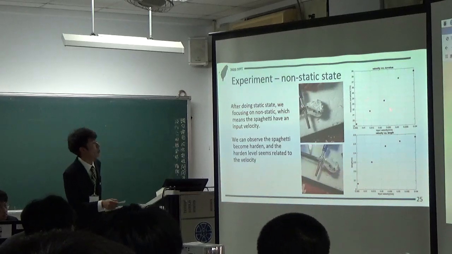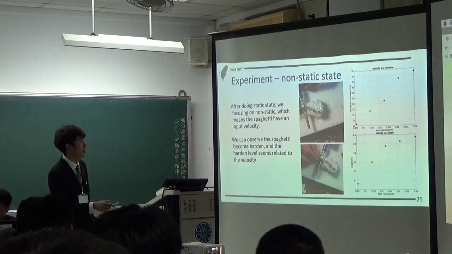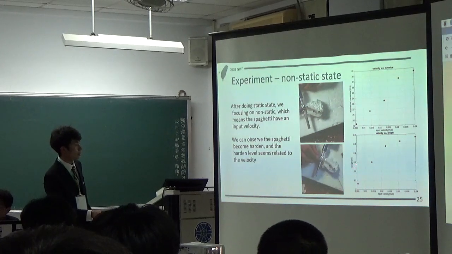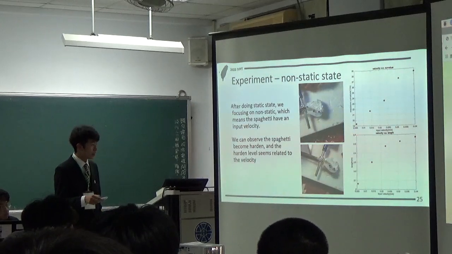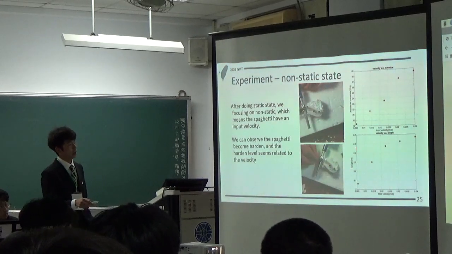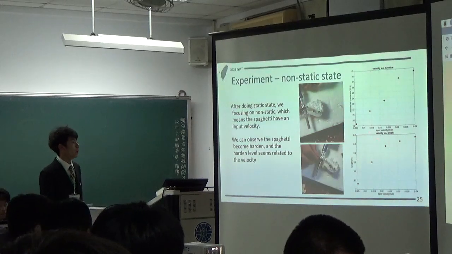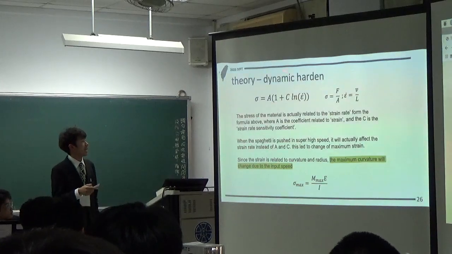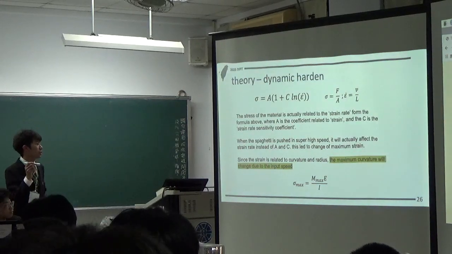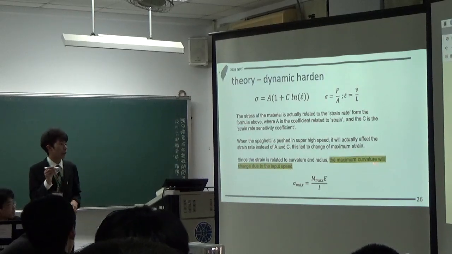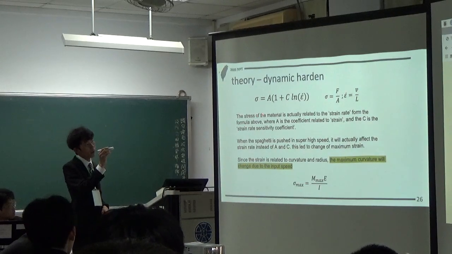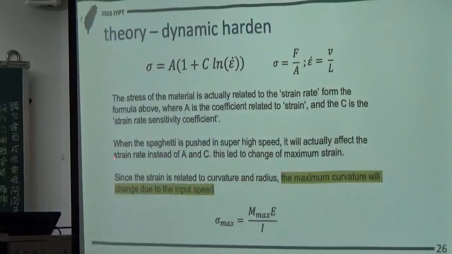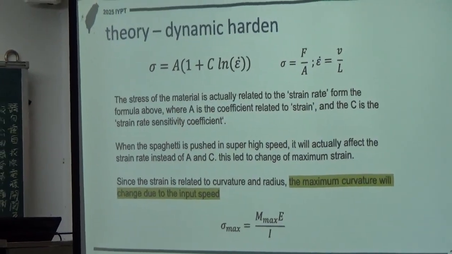Okay, so this graph shows the input velocity versus the maximum curvature, and this one shows the input velocity versus the debris length. As you can see, the maximum curvature and the debris length go higher when I put my input velocity higher. To explain this phenomenon, we use dynamic hardening, which means that the stress of the material is related to the strain rate from the above formula. So if spaghetti is pushed at high speed, it will affect the strain rate instead of A and C, and this leads to a change of maximum strain.